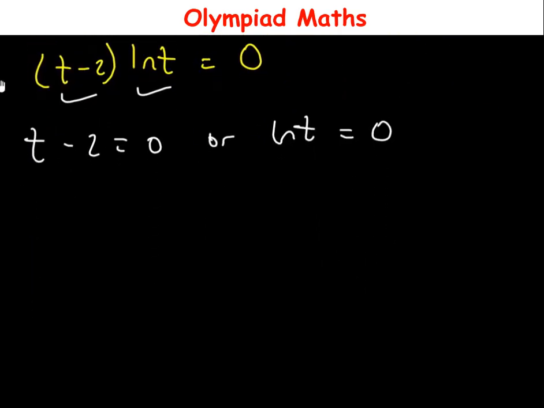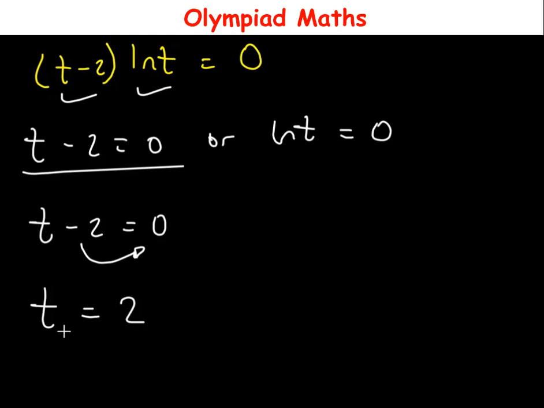Now from here, let us solve for the value of t from this linear equation, that t minus 2 is equal to 0. So move minus 2 over to this side. The value of t is equal to 2. And this was the initial value of t that we got the first time. So t1 is equal to 2. Okay, good. Now let us solve for the other value of t from ln t equals 0.